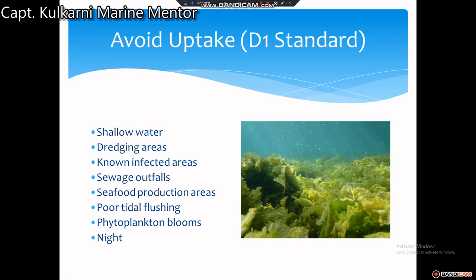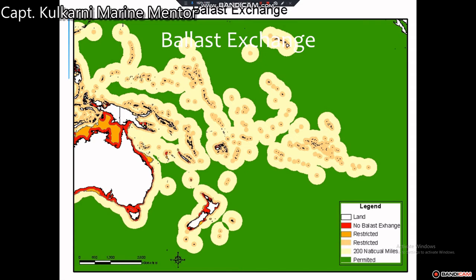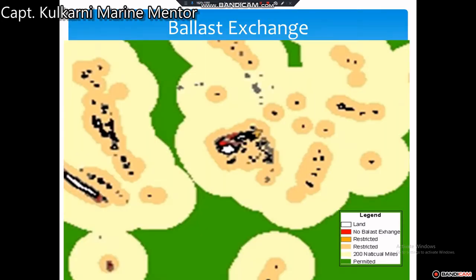Now this is around the coast of Australia. They said in the red area there is no ballast water exchange. In the dark yellow area they say it is restricted. In the light yellow area up to 200 nautical miles is again restricted. Only the green area is permitted. This is one of the samples given of how exactly ballast water exchange is not accepted in other places. This is in detail how ballast water exchange is not permitted, and you can see the distance. If the distance is less than 200 nautical miles, it is not accepted.